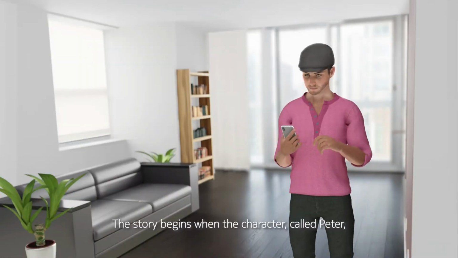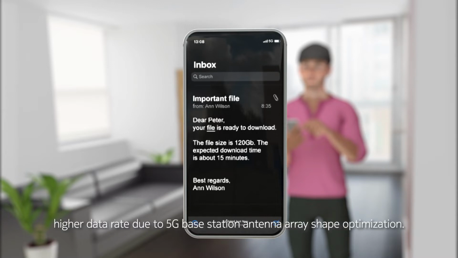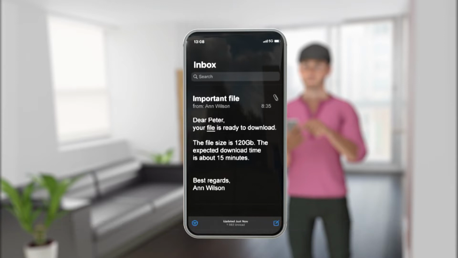The story begins when the character, called Peter, starts to download a file while leaving home on his way to work. Before reaching the office, Peter walks through 6 different propagation scenarios and experiences higher data rate due to 5G base station antenna array shape optimization.